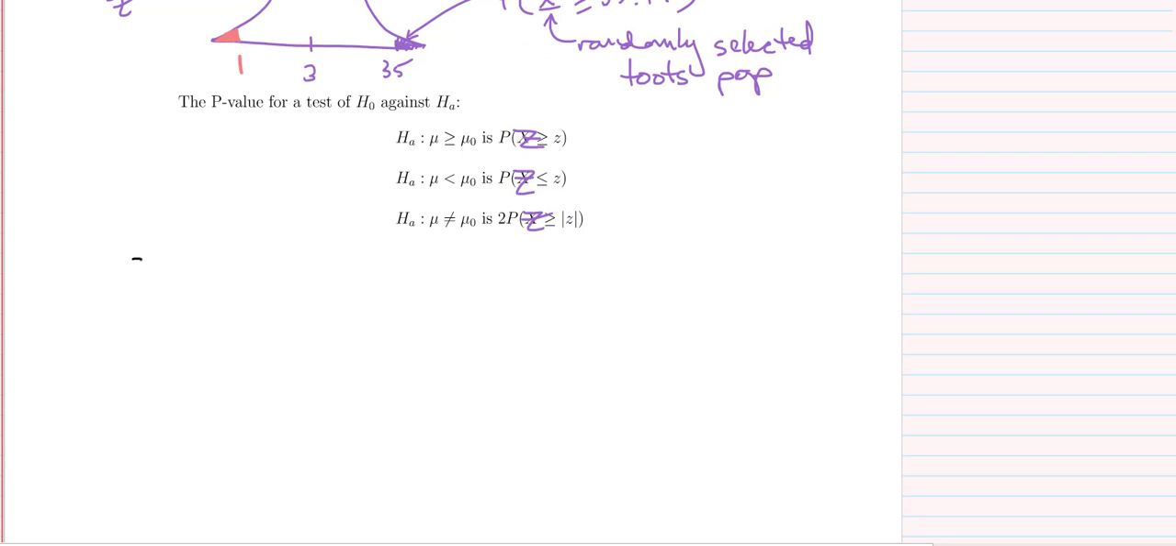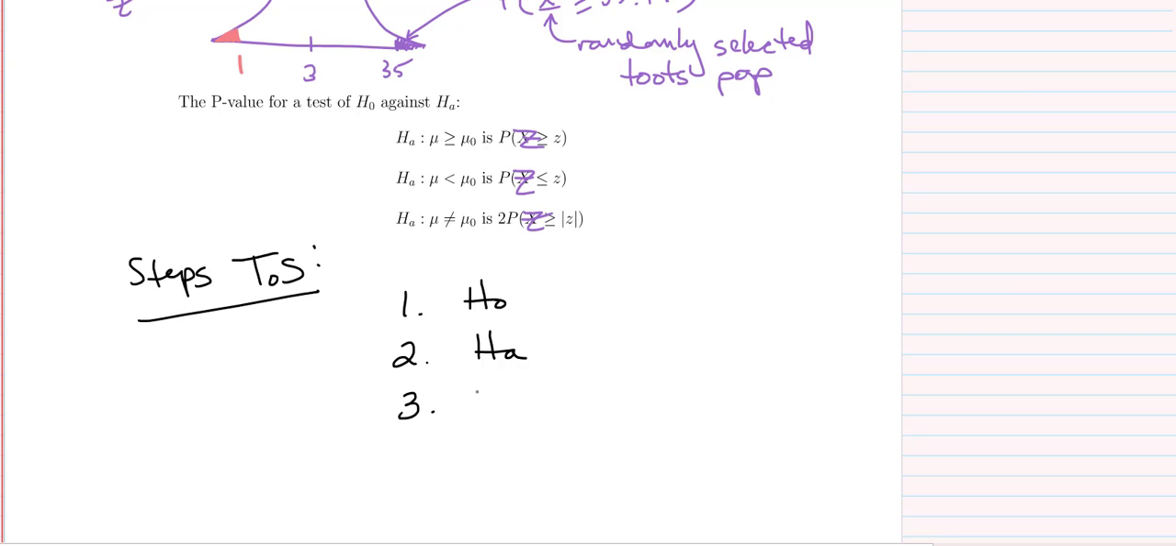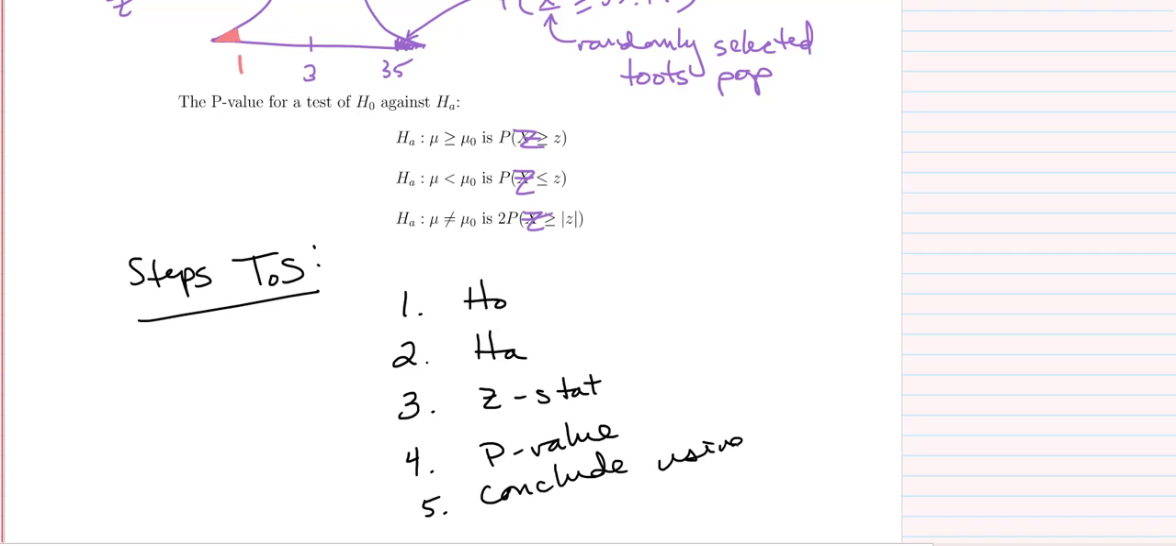To lay out the steps for a test of significance, so you can practice. 1. State the null. 2. State the alternative. 3. Once you have that, calculate your z-statistic. 4. Once you have your z-statistic, find your p-value. And last will be to conclude using significance levels. We haven't covered that. That's going to be covered in the next video, using significance levels.